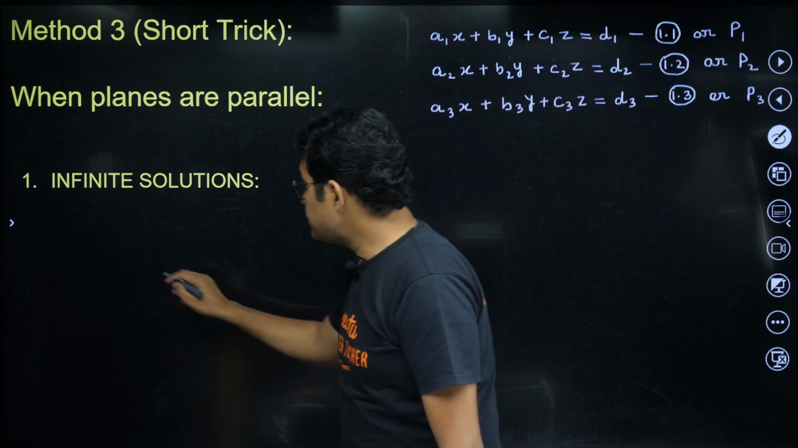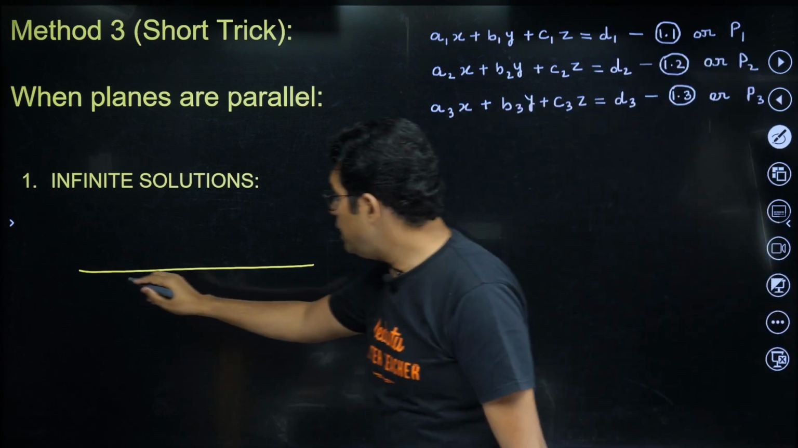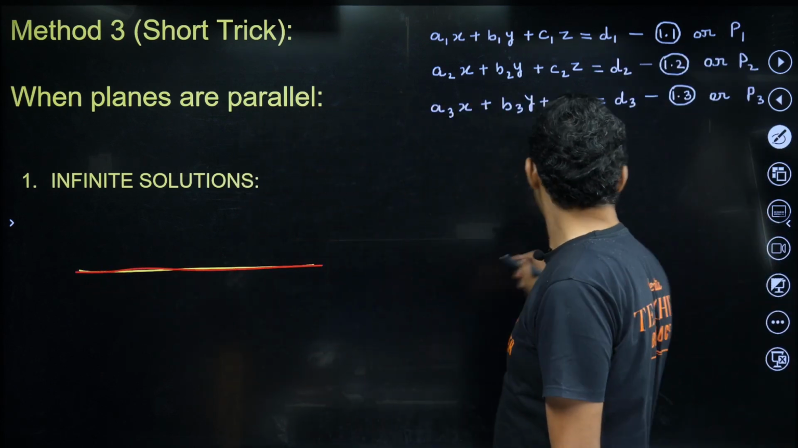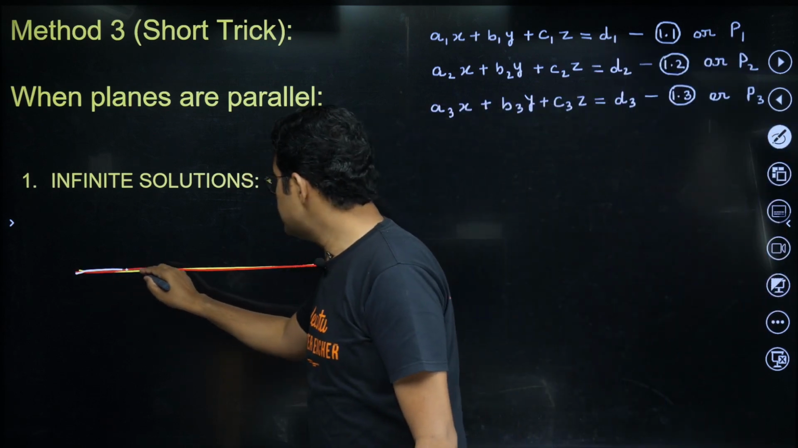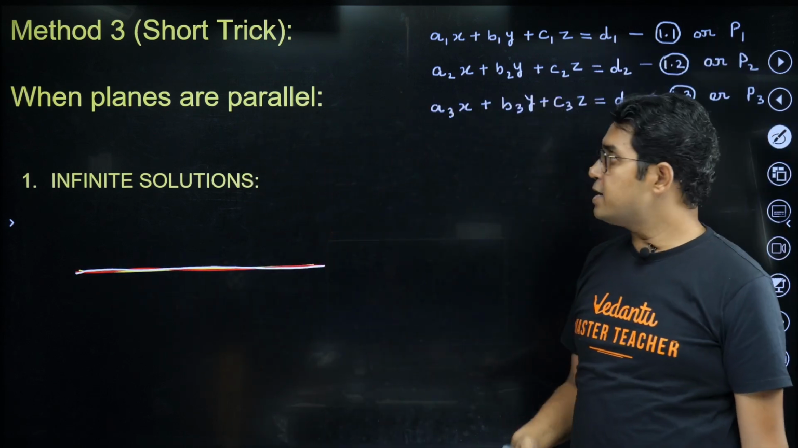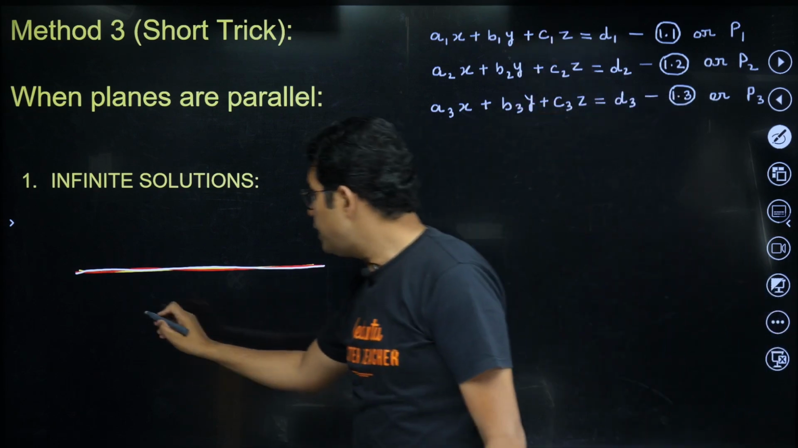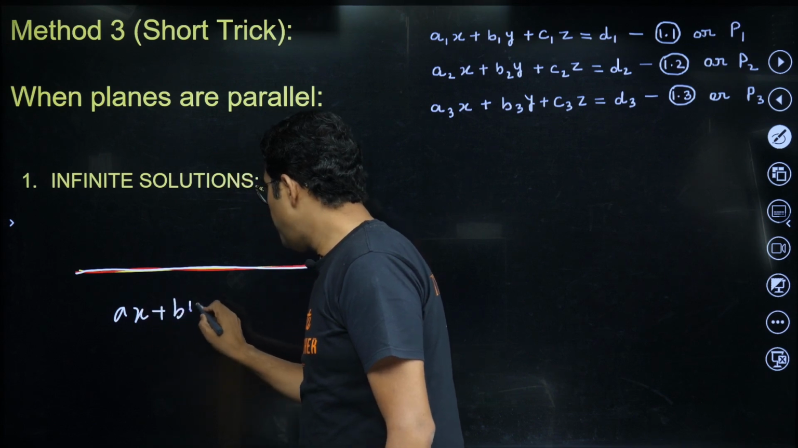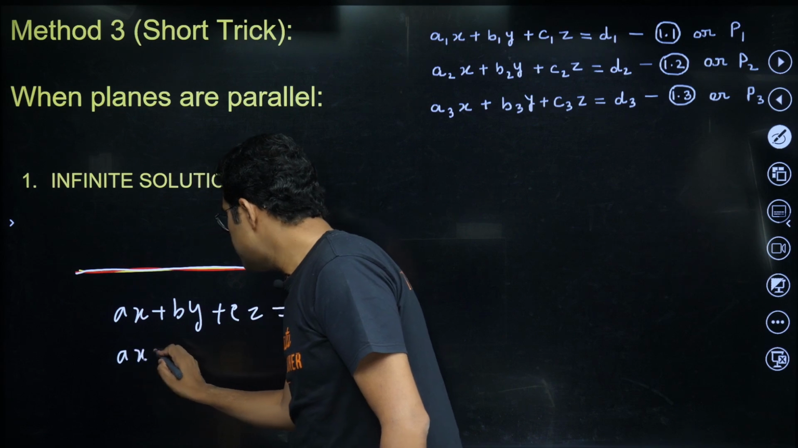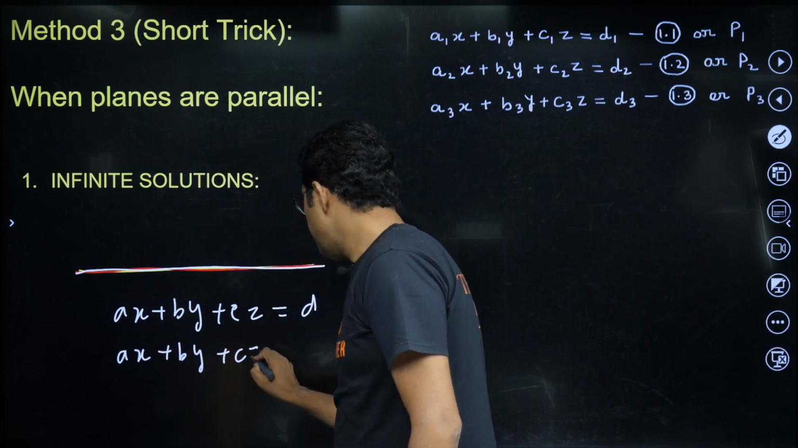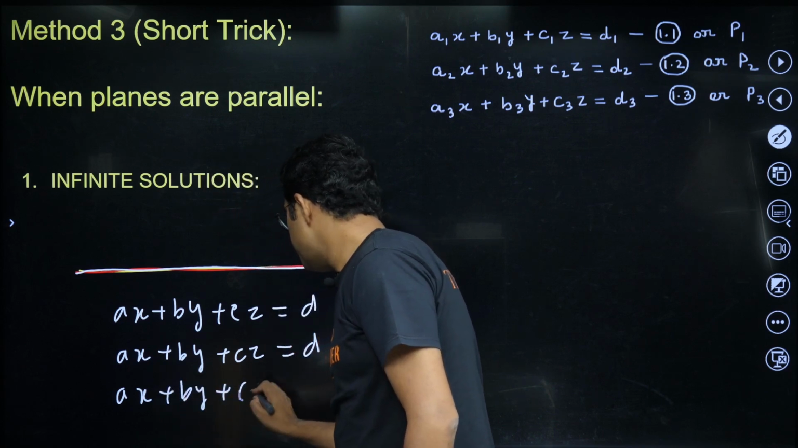The first scenario is that all the 3 planes are identical, like this: 1, 2, and 3. All the 3 planes are identical, so every point is lying on all 3 of them. I think it's a very trivial case. All the 3 equations will be the same, like AX plus BY plus CZ is equal to D, the same for all three.